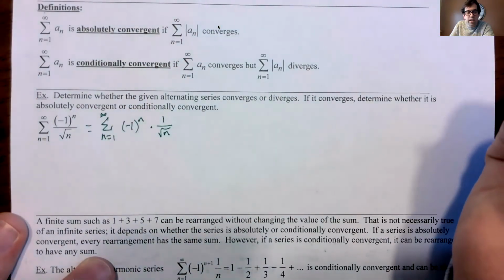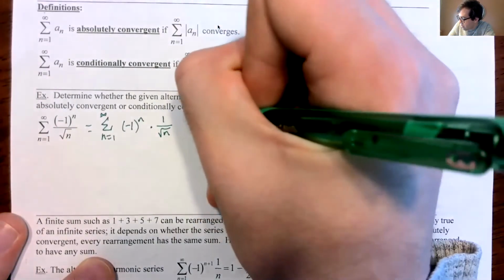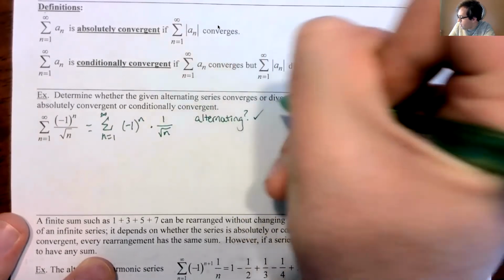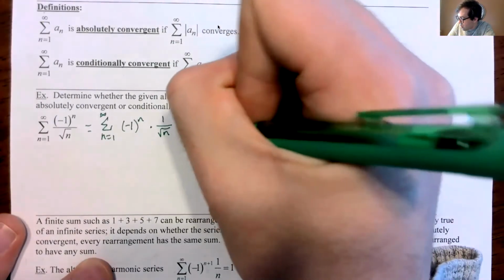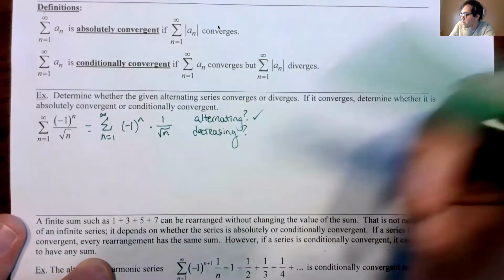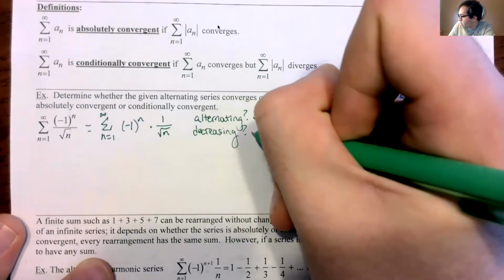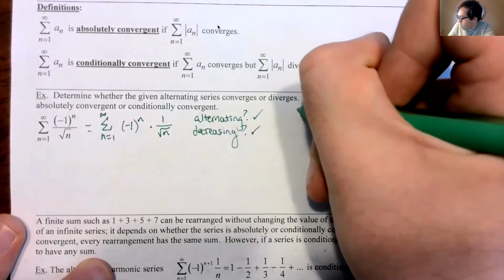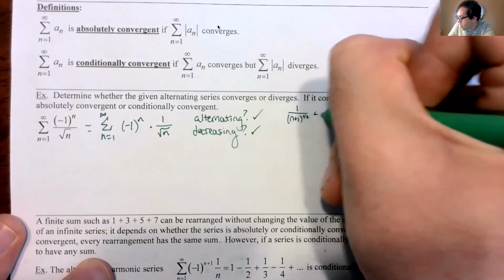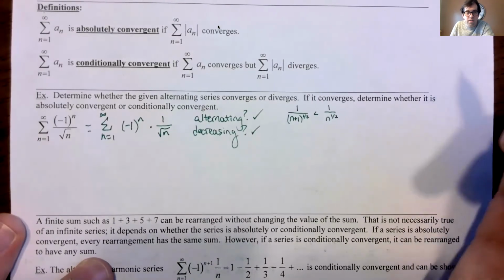And it turns out like this. And I want to know, does this alternate? Well, definitely. Is it decreasing? Are the terms decreasing in magnitude? So we look at the 1 over the square root of n, and that's definitely going to be decreasing over time. I could write it out up here if I wanted. I could do 1 over n plus 1 to the 1/2 is less than 1 over n to the 1/2, which is definitely true because the denominator is bigger.